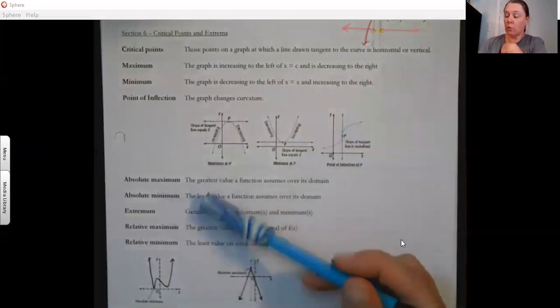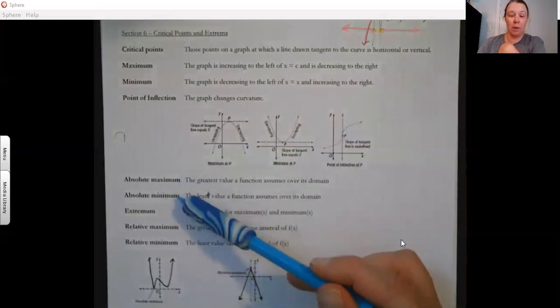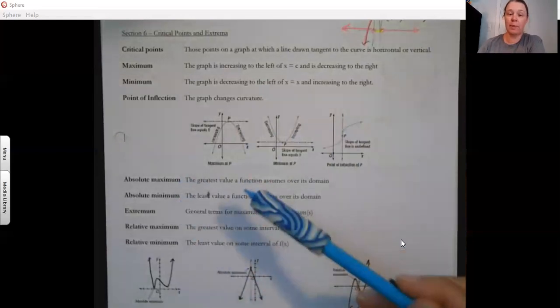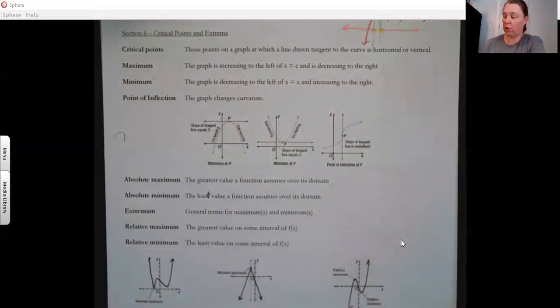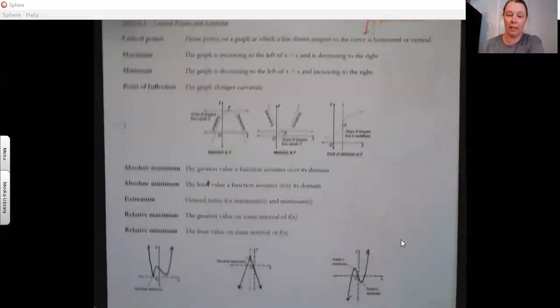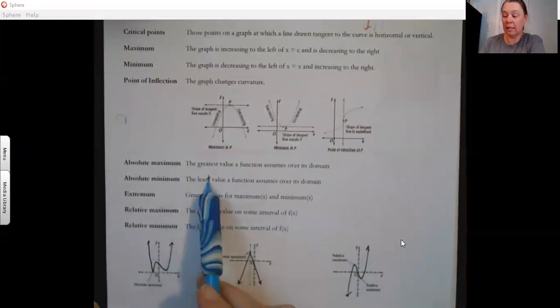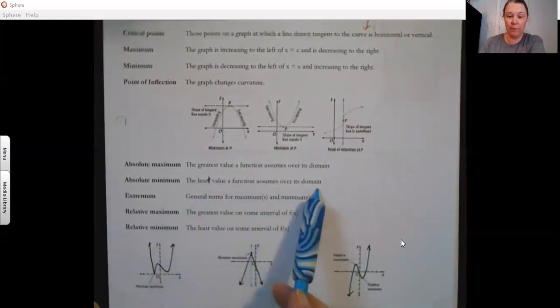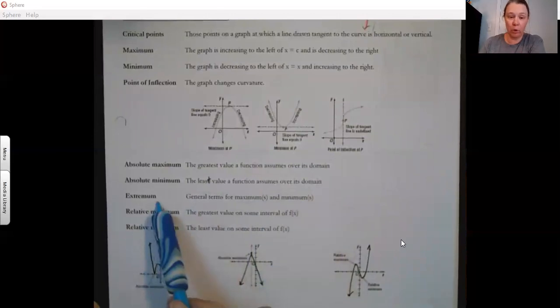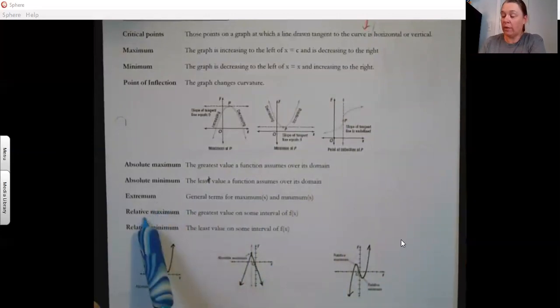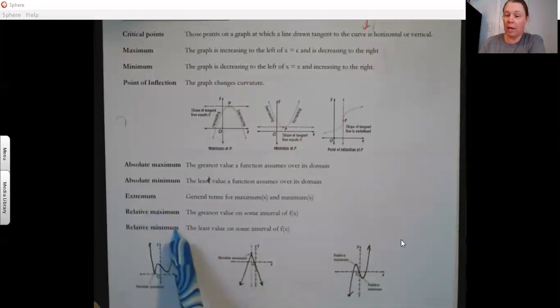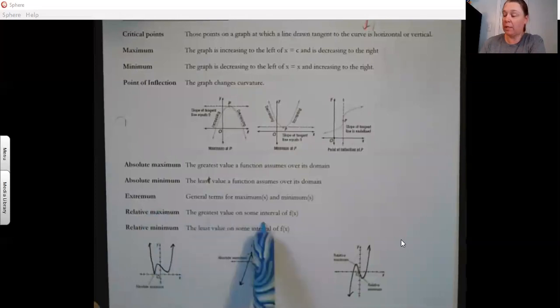So within those, we have absolute maximum and absolute minimum. The absolute maximum is the very highest value a function can assume over its domain. And the absolute minimum is the least value a function can assume on its domain. Those are called extremum or extrema. Now a relative maximum and a relative minimum is the greatest value or least value on a particular interval. So basically you have a turning point of some type or a point of inflection, but it's not the very highest or the very lowest.